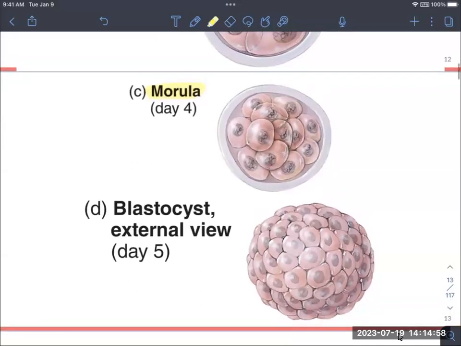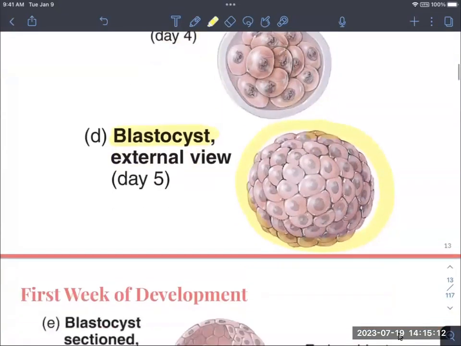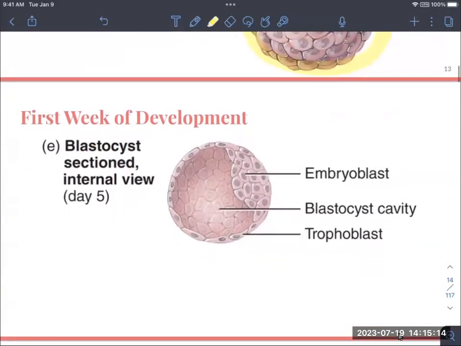And then by day 5, these cells are continuing to divide. We get this blastocyst. This is all cells all the way around, just one big ball sphere of cells. After this happens, with this blastocyst, we have created this cavity inside.